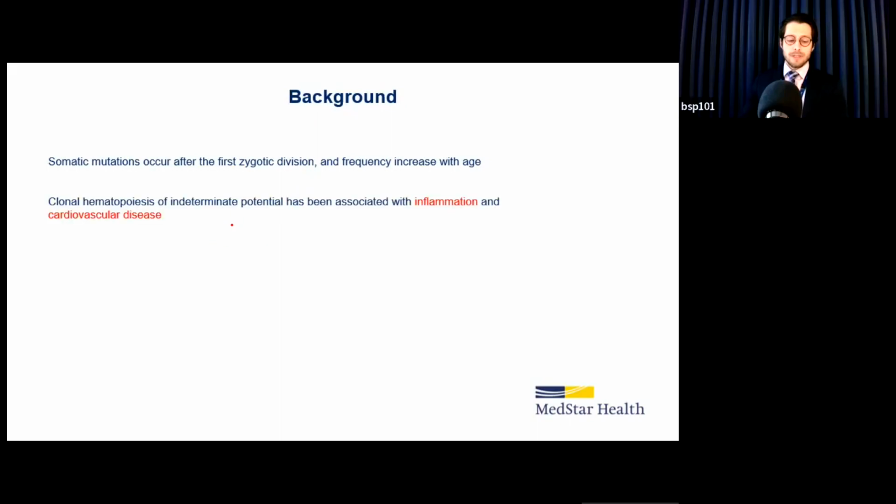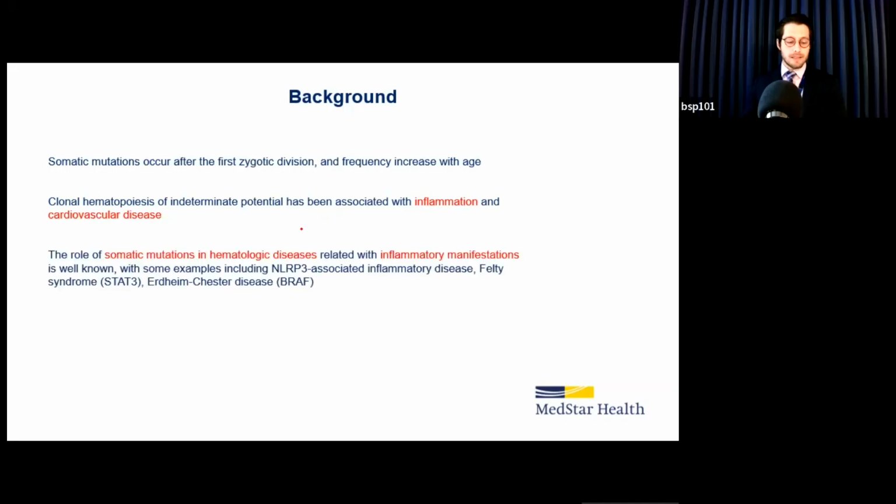And then clonal hematopoiesis, which is a specific type of somatic mutation that happens in blood cells, in genes that are associated with myeloid malignancies, has been associated with inflammation and cardiovascular disease. These are patients that we call CHIP, clonal hematopoiesis of indeterminate potential, because they do not have cytopenias, they do not have a specific disease, but they have these mutations, and with time we have understood the relationship between these changes in the genes and many inflammatory diseases and cardiovascular disease.